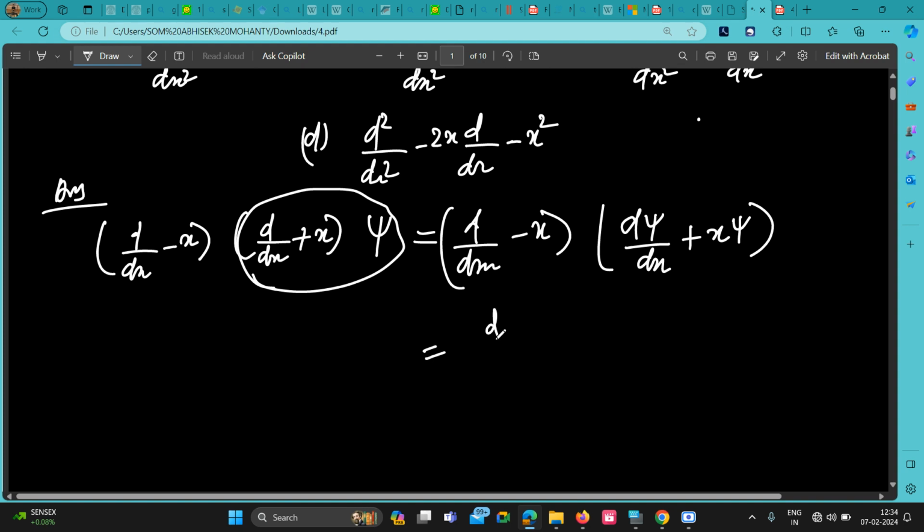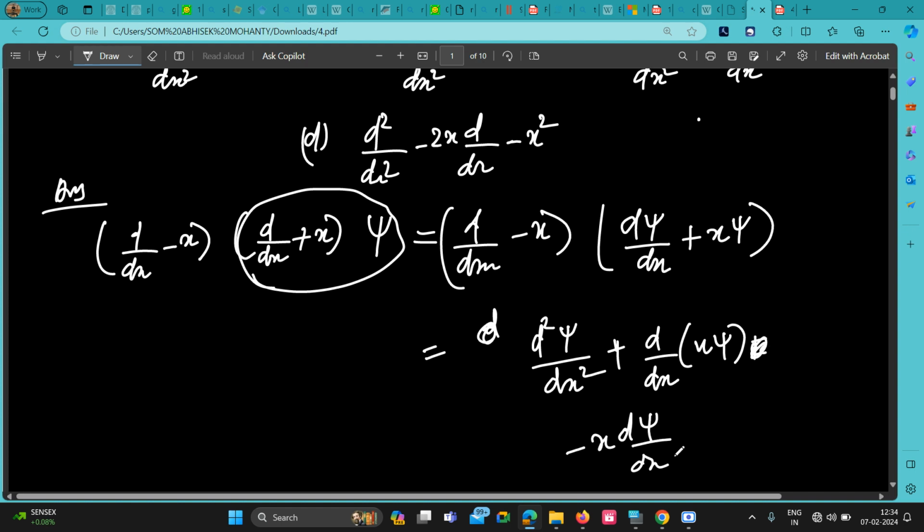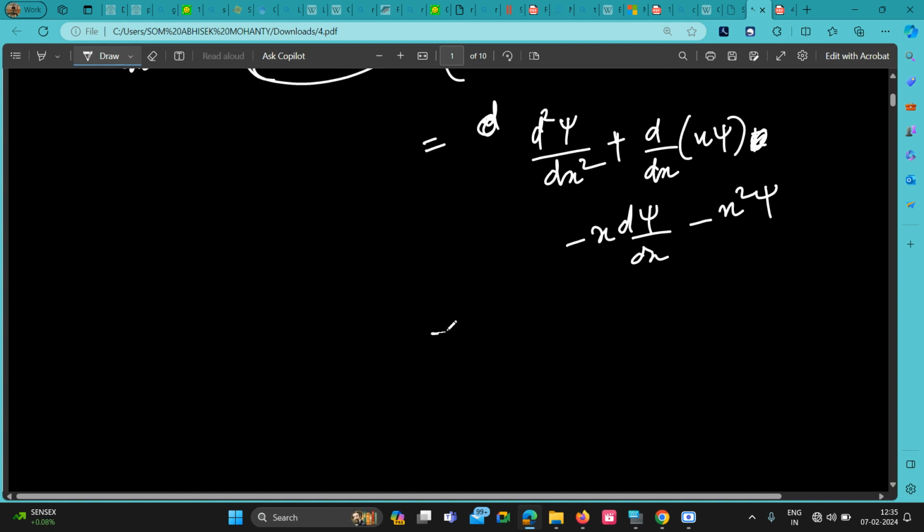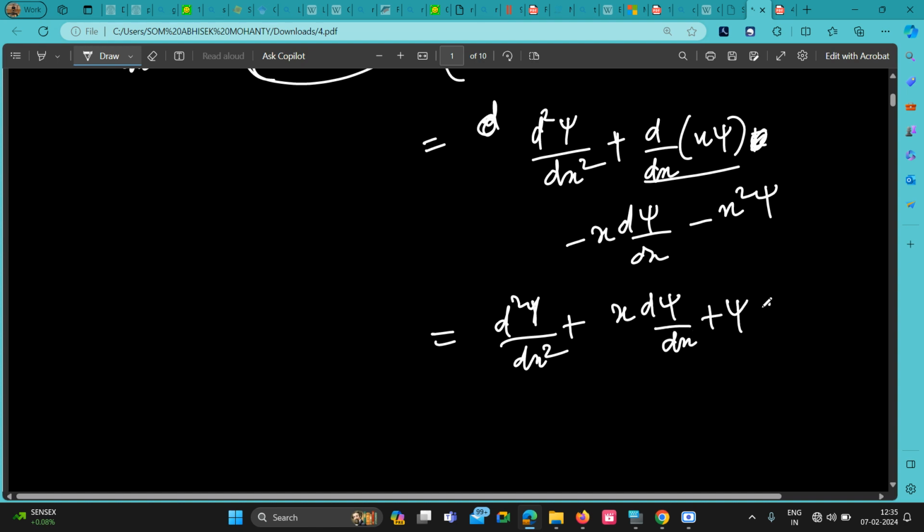This becomes d²ψ/dx² plus d/dx of (xψ), minus x dψ/dx, minus x²ψ. Now I will open this one: d²ψ/dx² plus x dψ/dx plus ψ dx/dx, minus x dψ/dx, minus x²ψ.